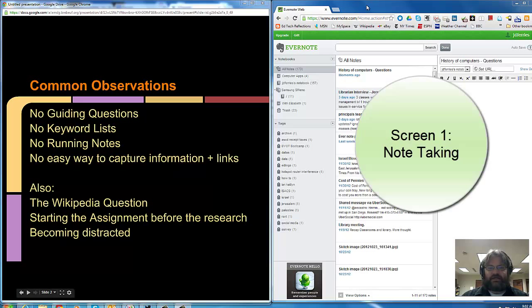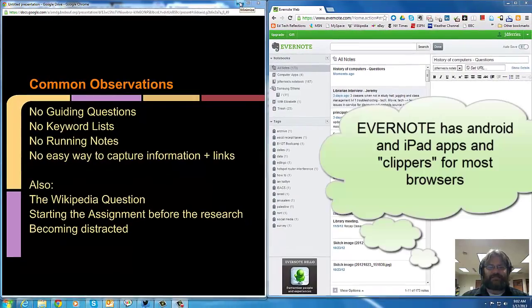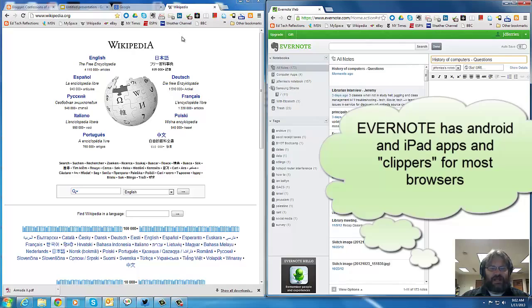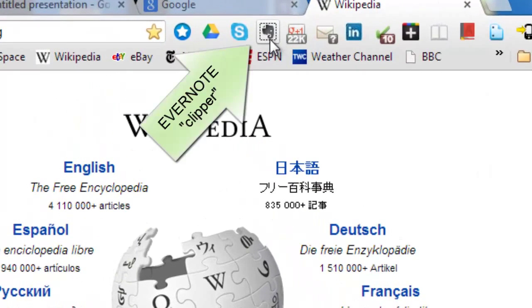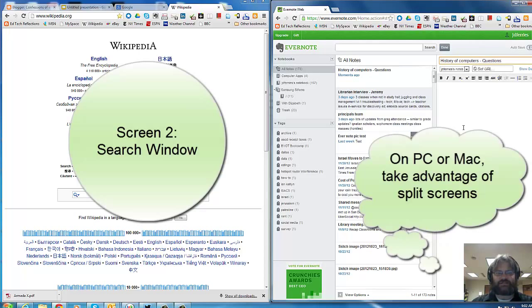What I've done here is on this screen, I've got the program Evernote open. Now, you don't have to use Evernote, but Evernote's a great note-taking system. It requires a login, but the login is free. And then there are some really cool tools that you can use along with Evernote that can make your job a little bit easier. I'm in Chrome right now, and what I want to show you here is this symbol up here is the Evernote Clipper, and that's what we're going to use as we go back and forth from our search screen to our note-taking screen.